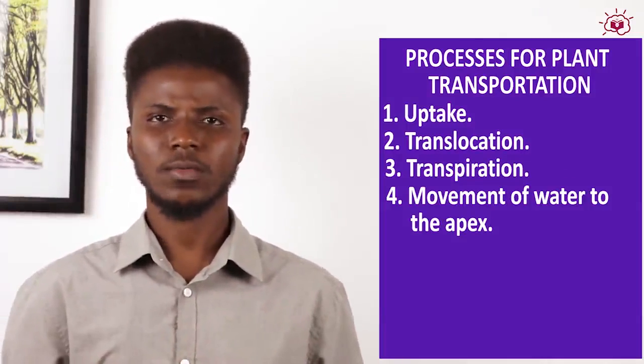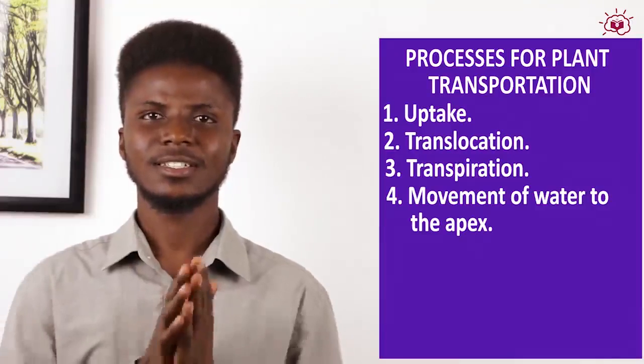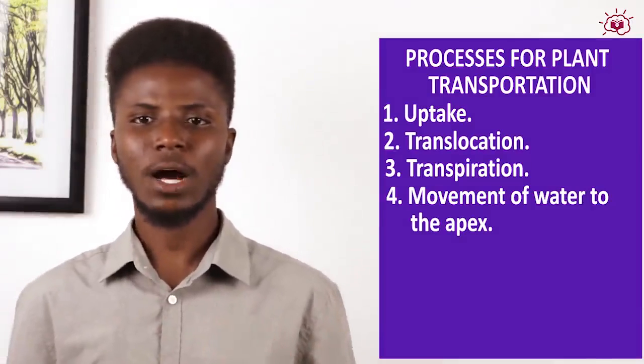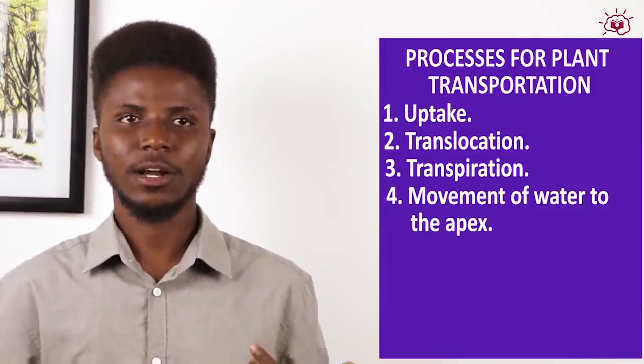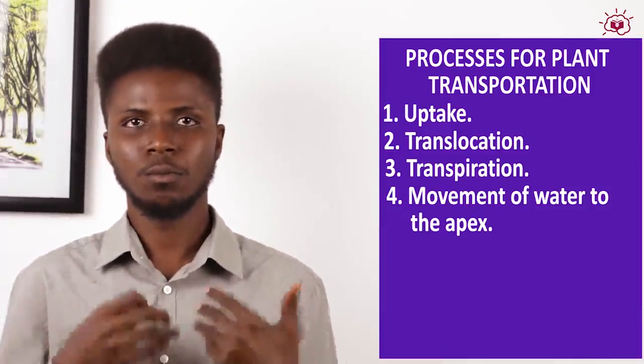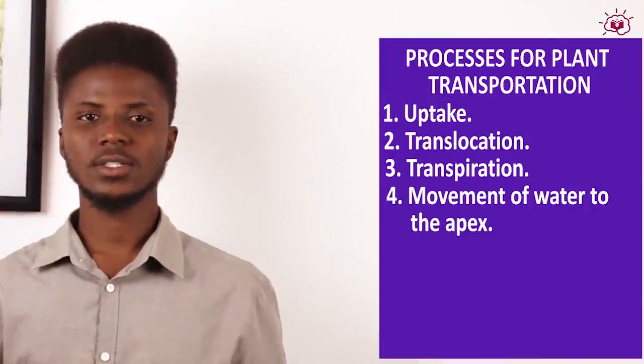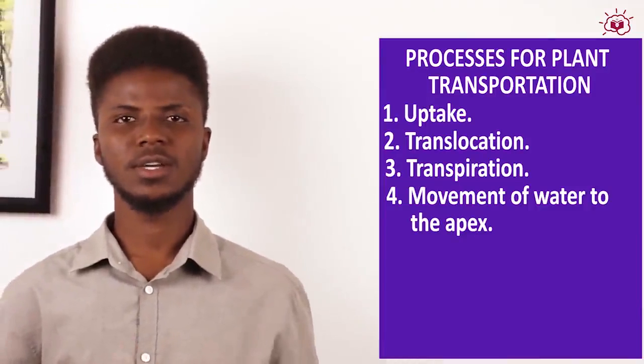Thirdly, we'll talk about transpiration. Transpiration is the movement of water vapor out of the plant, like when you transpire, when you breathe out, you bring out water vapor. Now we're discussing the movement of water to the apex.